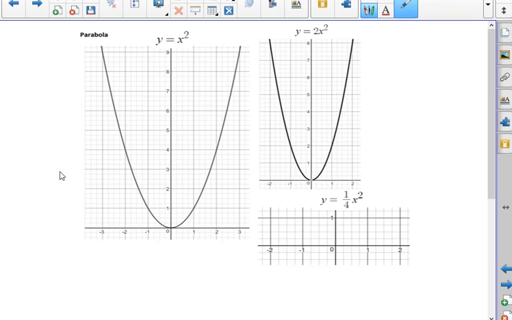Last but not least is the parabola. The parabola is the only one of the conic sections that does not have both variables squared. It only has one of the variables squared.